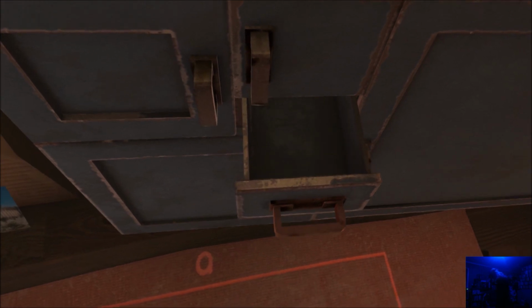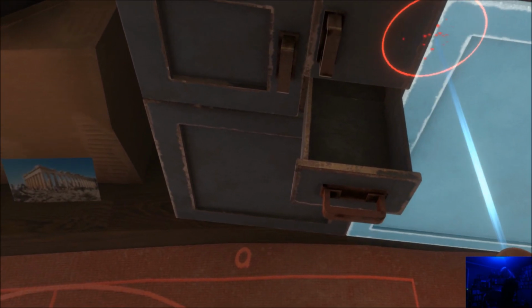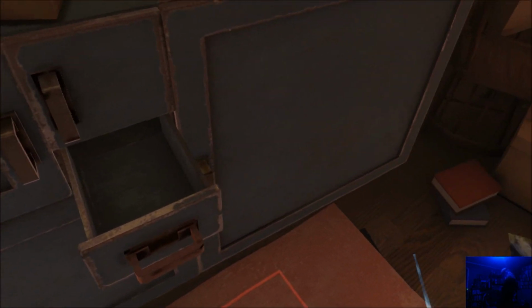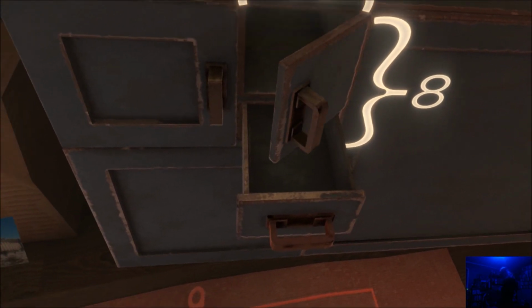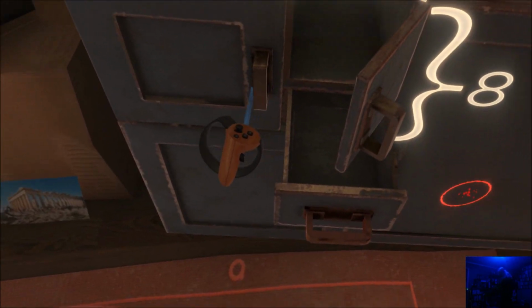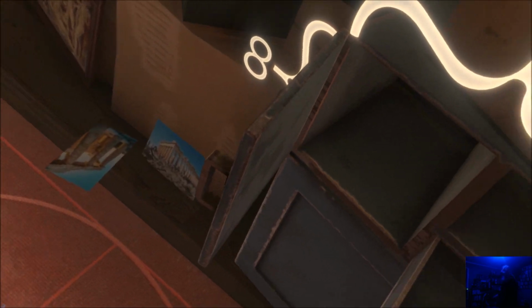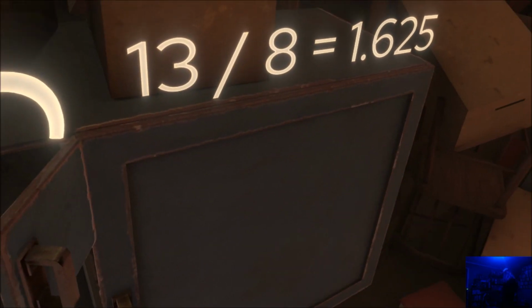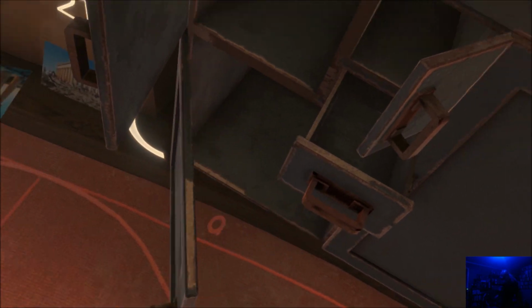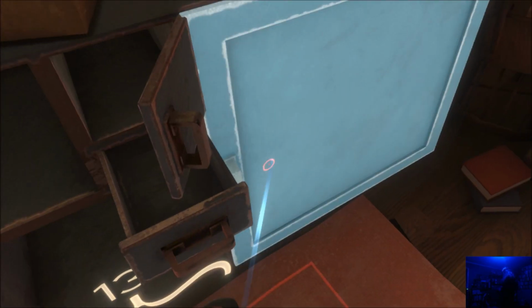As the numbers of the Fibonacci sequence get larger, the ratio between adjacent numbers gets closer and closer to phi. 8 divided by 5 is 1.6. 13 divided by 8 is 1.625. 21 divided by 13 is about 1.615.